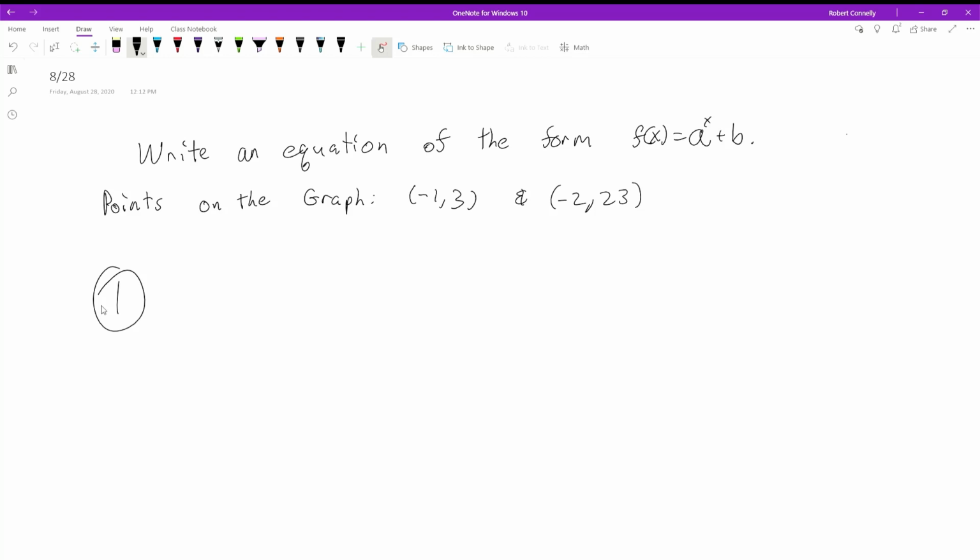So for the first method, I'm going to plug in my 2 points, so -1 and 3. I'm going to plug in my -2 and 23. And so when I plug in -1 and 3, what do I get? I get a to the -1st power plus b equals 3, right? My x value is -1, my y value is 3. And when I plug in here, I get a to the -2nd power plus b equals 23.